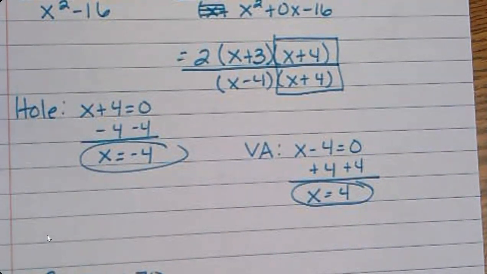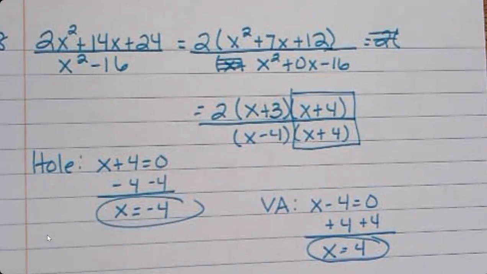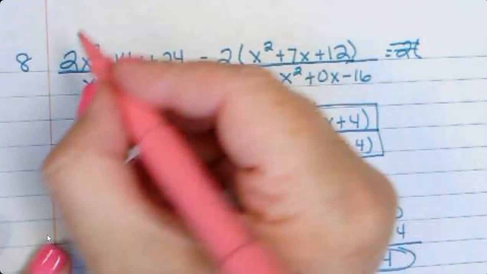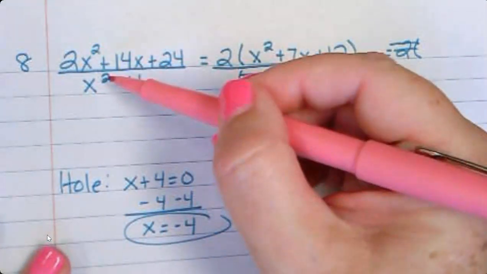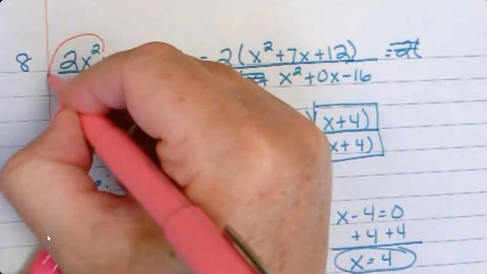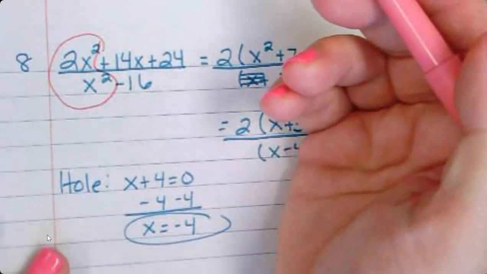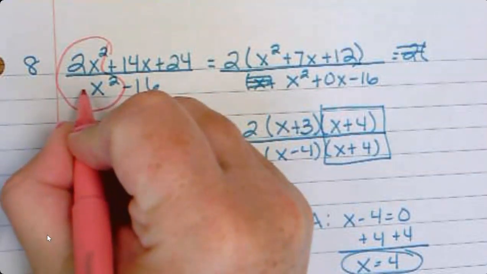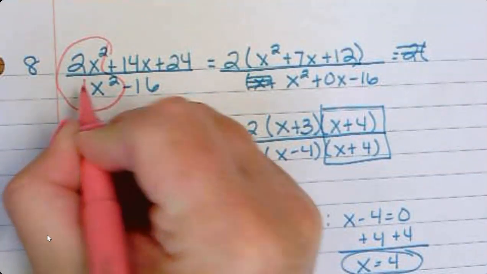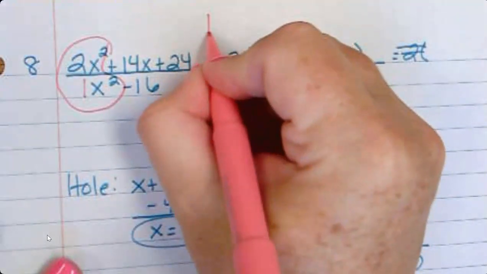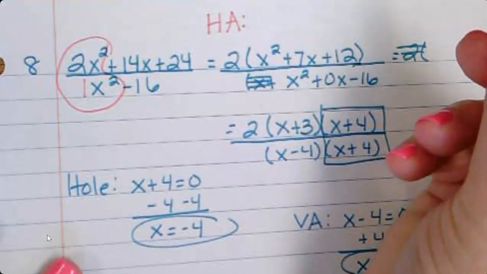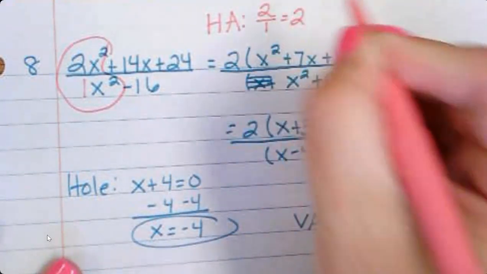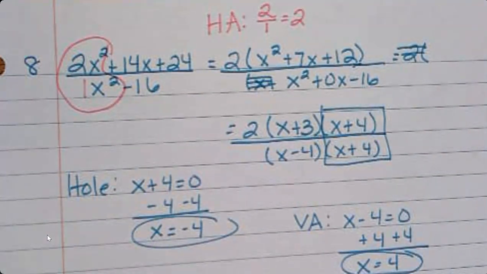Now, last but not least is our horizontal asymptote. And this is where we're going to go back to the original question. Notice my exponent on top is a 2 and on the bottom is a 2. So this just means we have a horizontal asymptote. Remember, if there is no number in front, it's an understood 1. So my horizontal asymptote is just 2 divided by 1, which is 2. Okay.